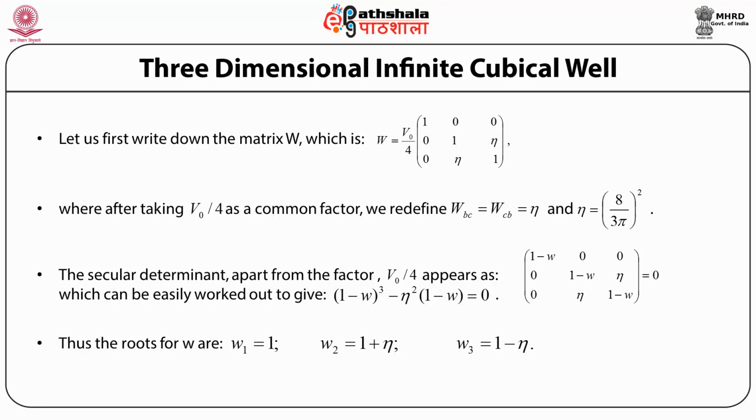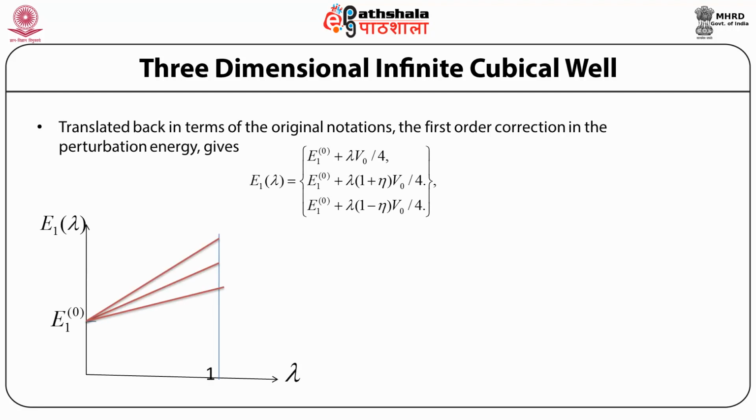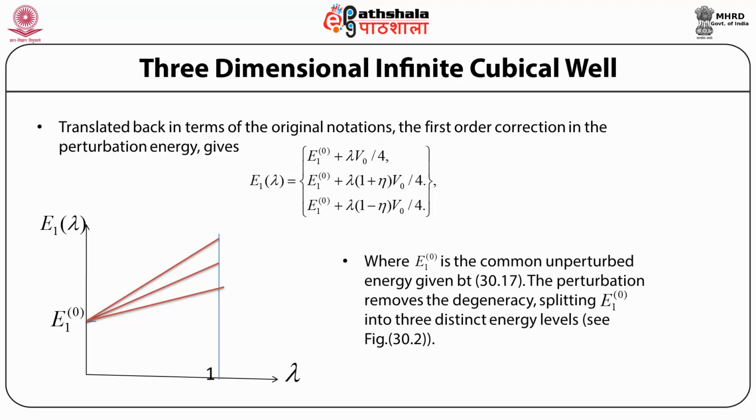w3 equals 1 minus eta. Translated back in terms of the original notation, the first order correction in the perturbation energy gives E1 lambda equals E10 plus lambda into V0 by 4, E10 plus lambda into (1 plus eta) into V0 by 4, and E10 plus lambda into (1 minus eta) into V0 by 4, where E10 is the common unperturbed energy given in 30.17.